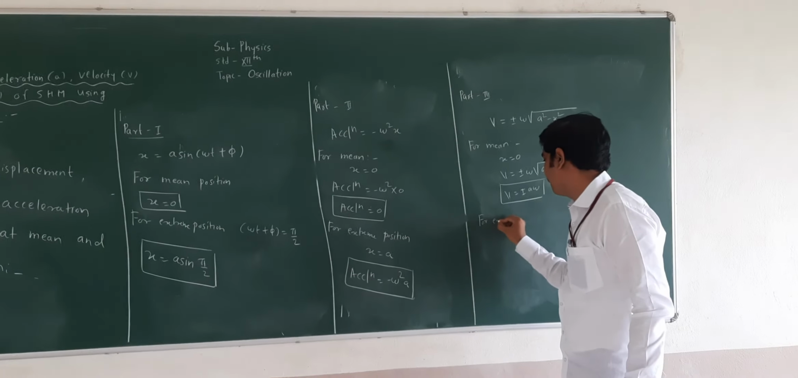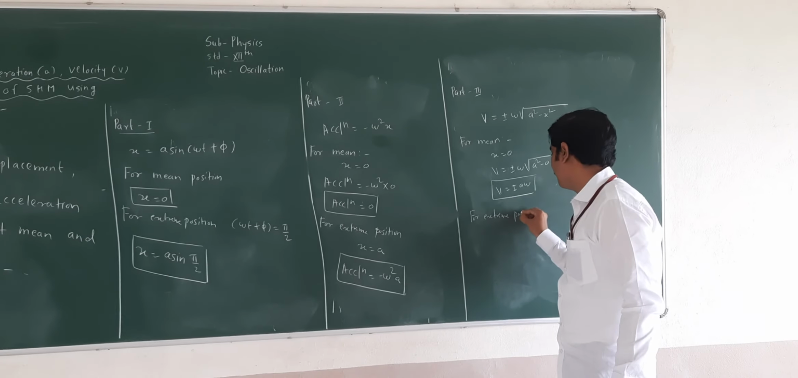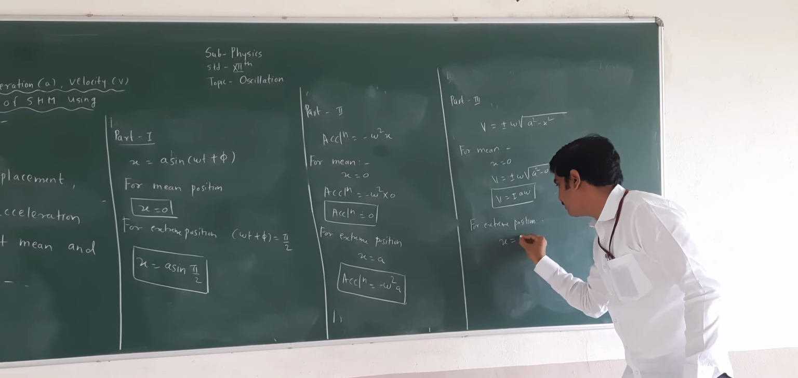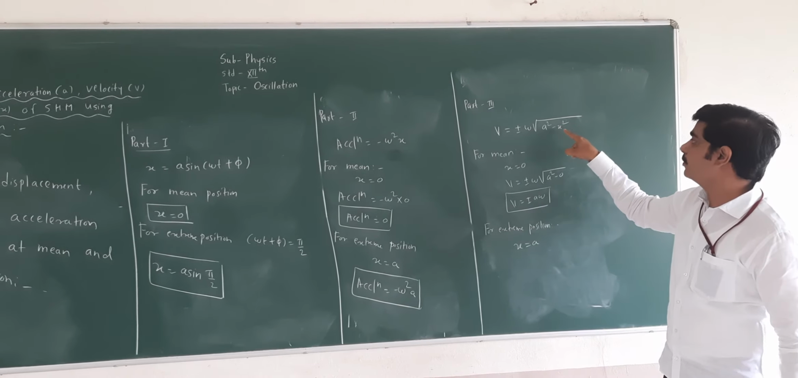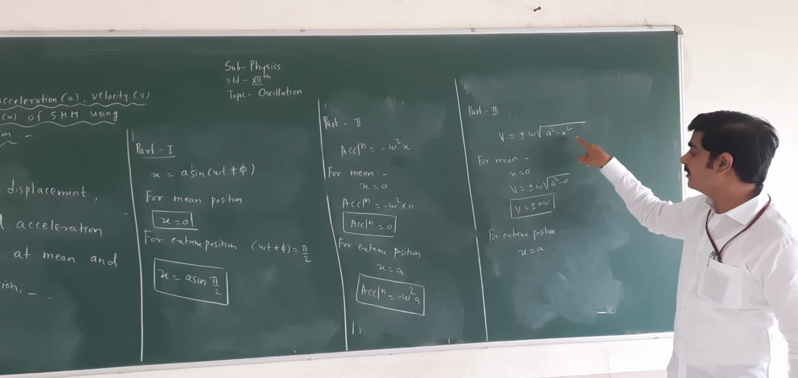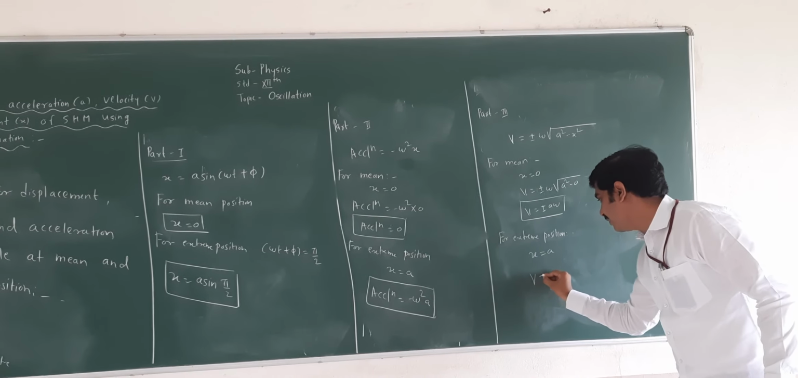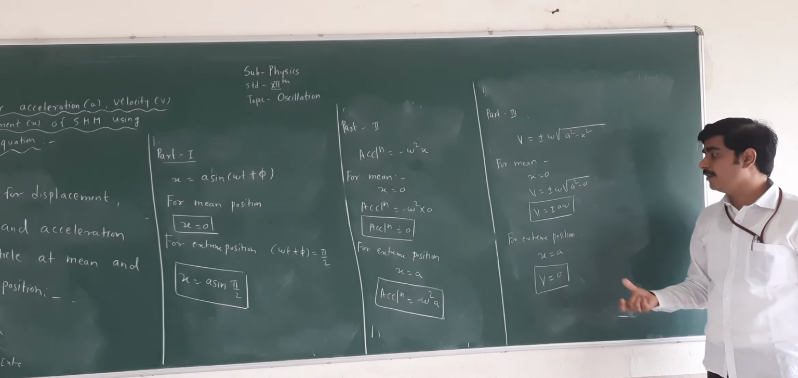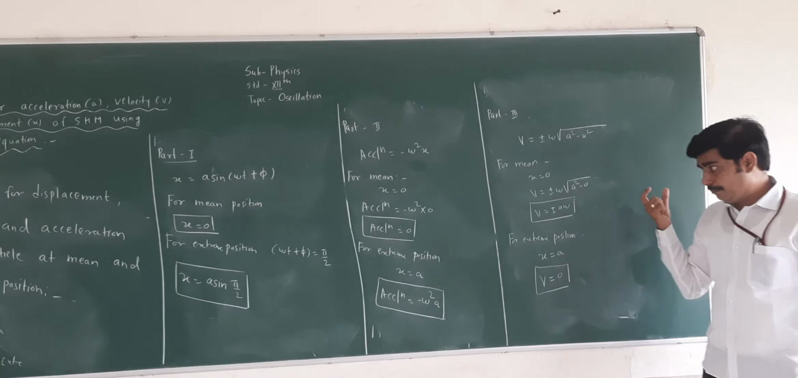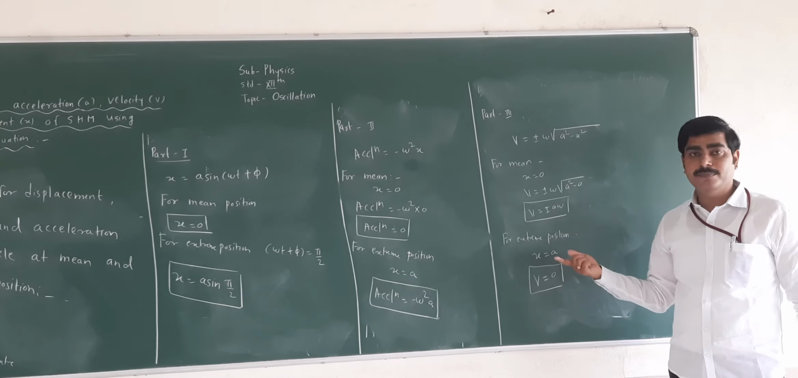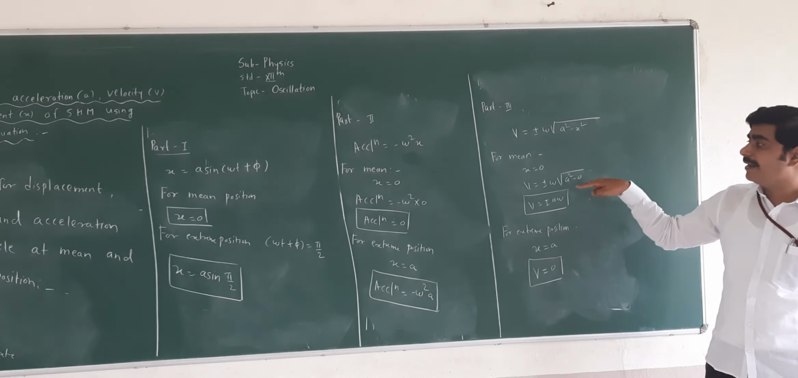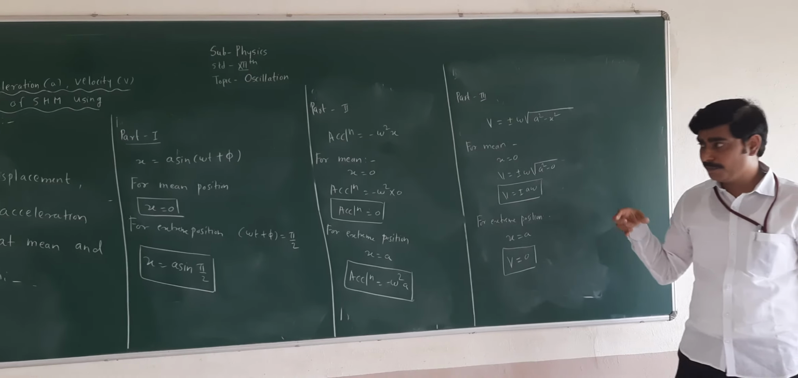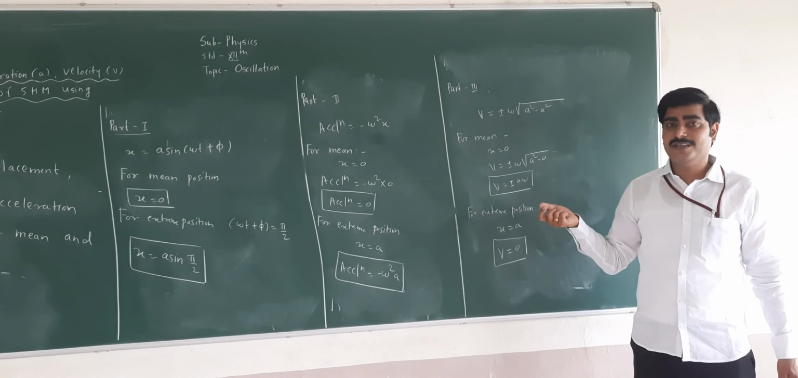For extreme position, what do we have to do? Simply substitute x is equal to A. So if we substitute x is equal to A, what will happen? A square minus A square will become 0. So I am going to write here directly v is equal to 0. So what can we conclude? We can conclude that the velocity of the particle performing SHM is minimum at extreme position and maximum at the mean position. For the CET, JEE and NEET type of examinations, questions may be asked regarding the extreme and mean position.